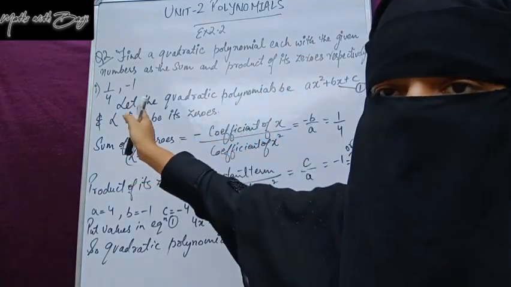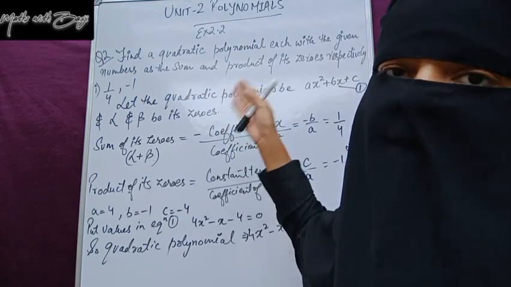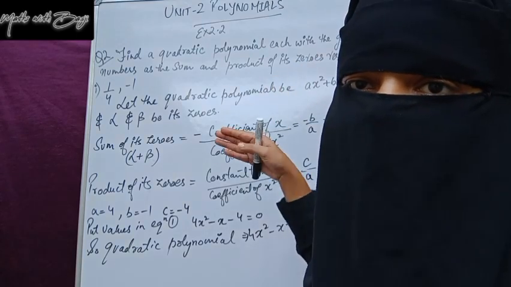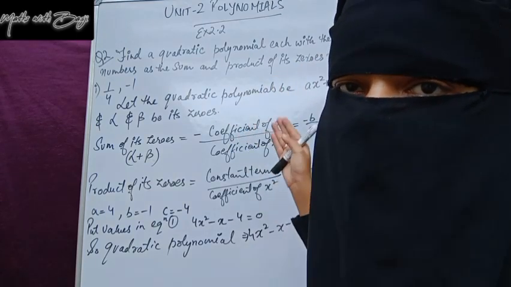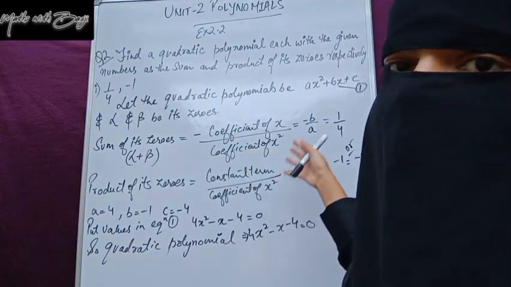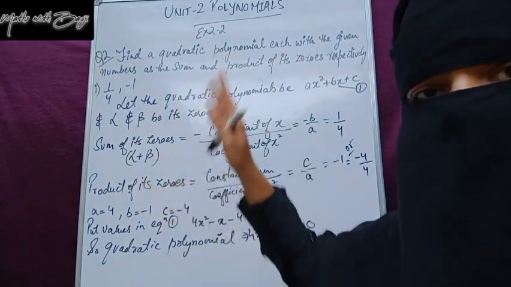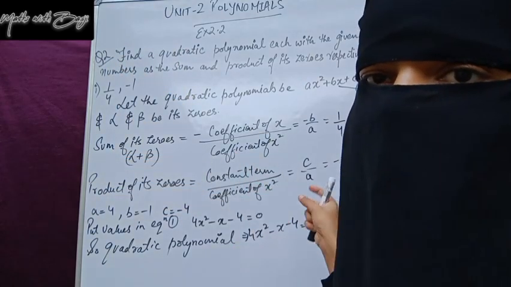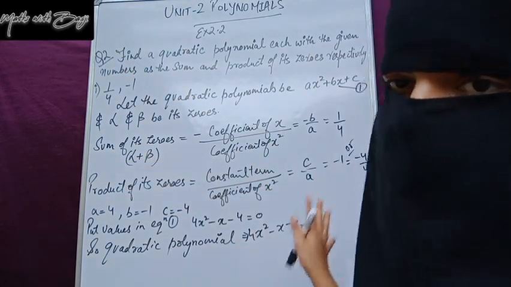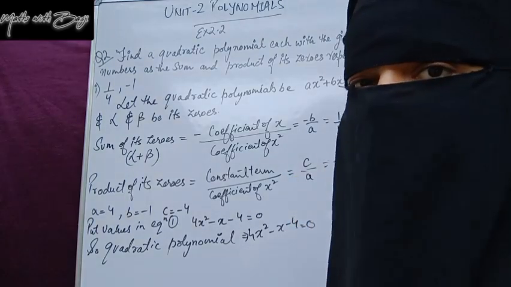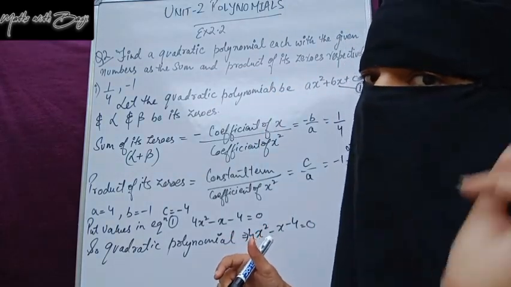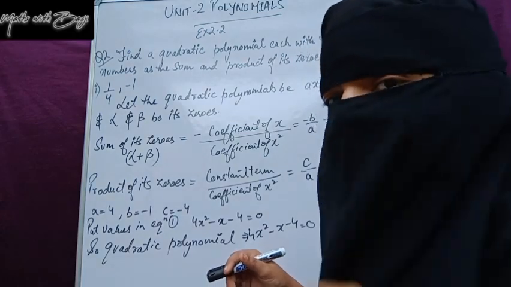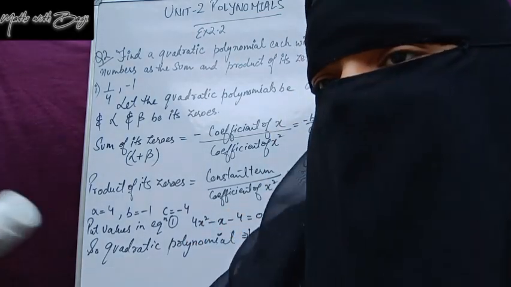We know some formula, that is minus coefficient of x upon coefficient of x square, that we compared, and then we put the first value whatever was given. Then for the product we put the next value, whatever it was given. Then we find out the values of a, b and c, and then we put it in the quadratic equation and got it solved. So let's move to part 2.